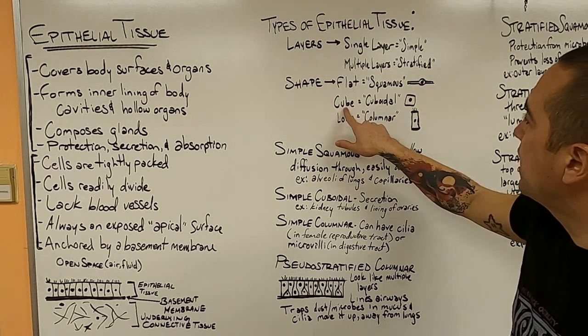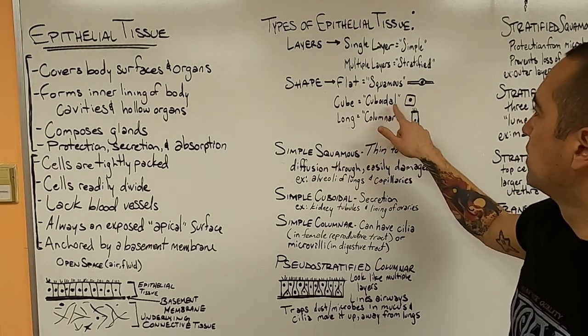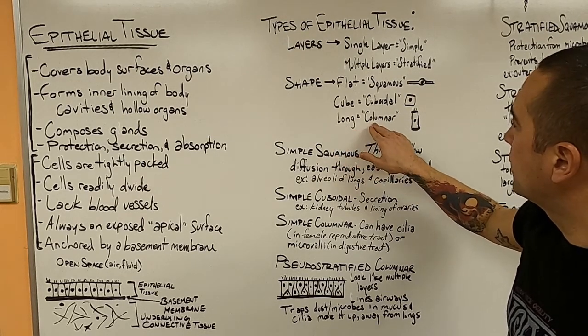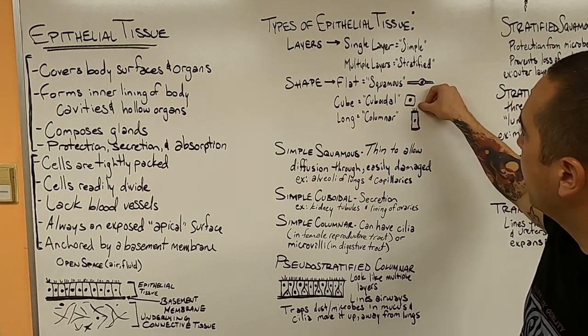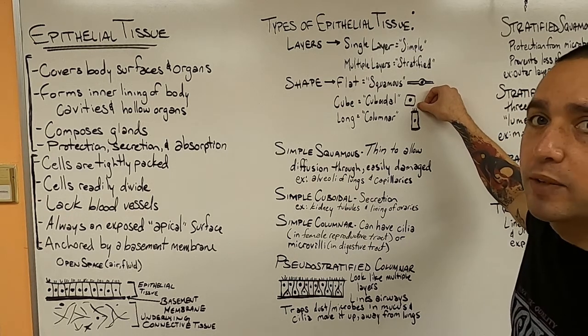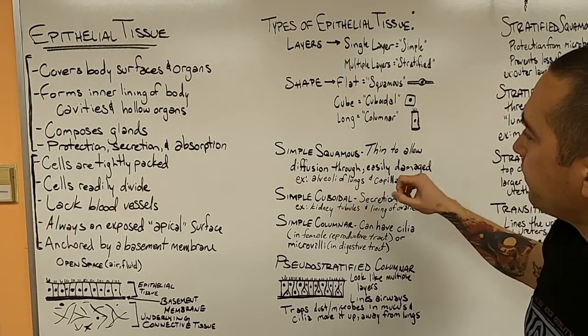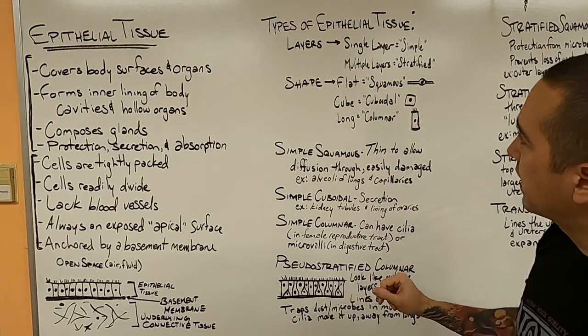They might be cube-shaped, in which case they're called cuboidal. Or they might be long, in which case they're called columnar. And they typically have either cilia or microvilli on columnar epithelium. So these are the specific combinations of those.